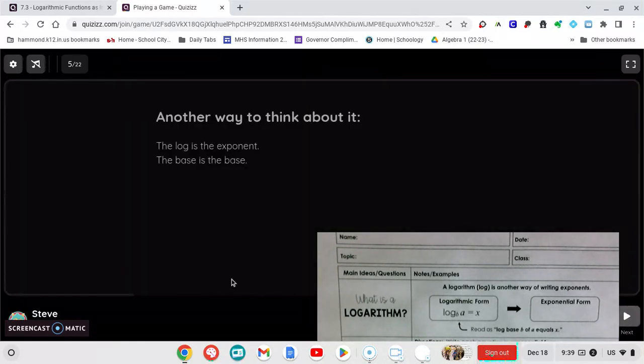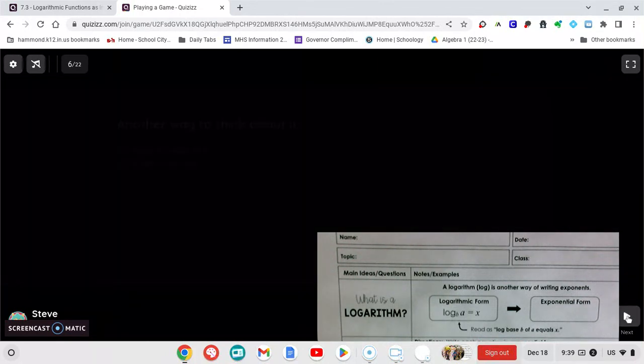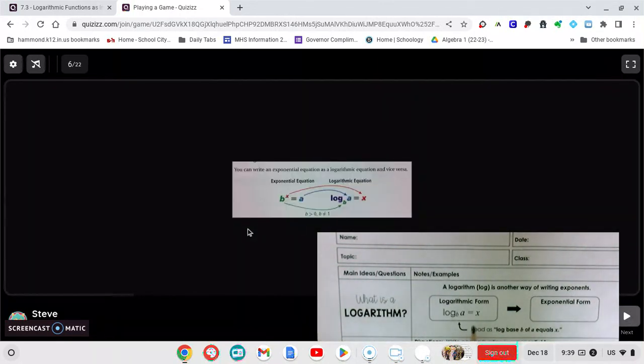And if you want a map, there's one right up at the top of your notes page. One way you can think about this is that the log is the exponent, and the base is always the base, whether you're talking about log form or exponential form. So let's fill this in. If you have log base b of a equals x, the equivalent exponential form is the base b to the exponent x is equal to a. So the log is the exponent and the base is always the base.